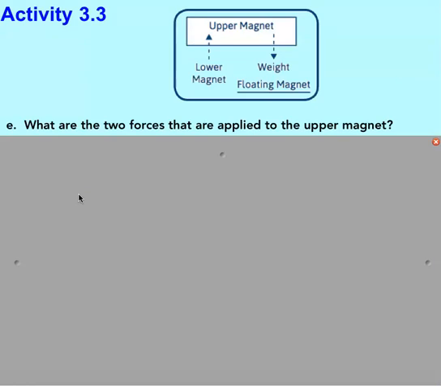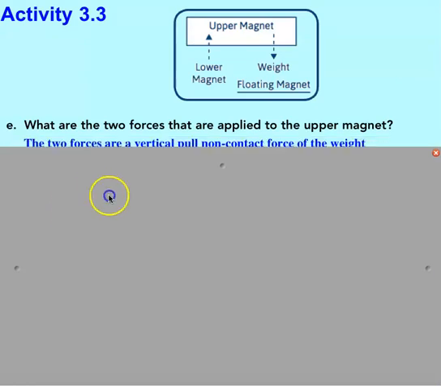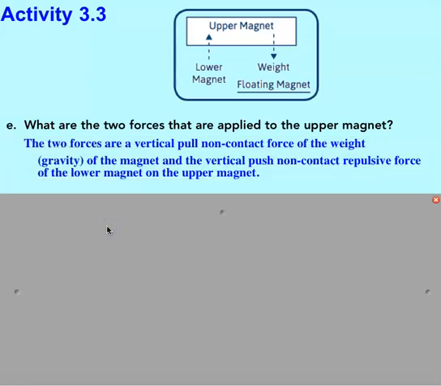Question E. What are the 2 forces that are applied to the upper magnet? Well, the 2 forces are the vertical pull, the non-contact force of the weight, which can be called gravity, or if you put Earth, that's fine. And, actually, it's the magnet I have listed first.